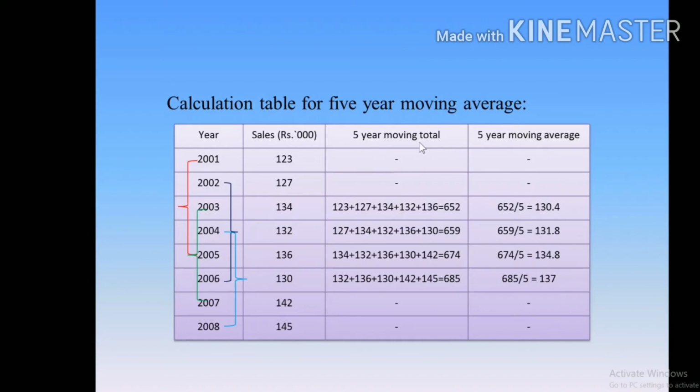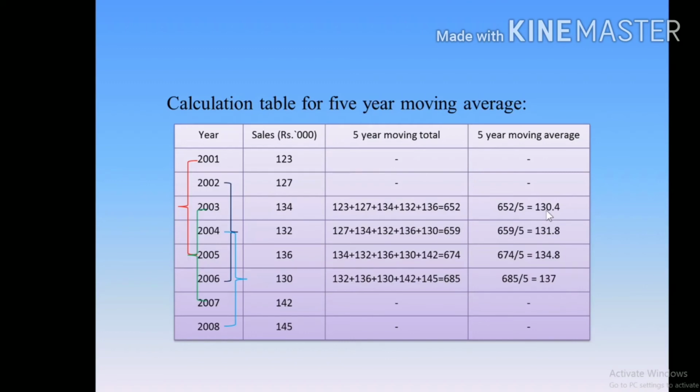lastly the 5-year moving average. In calculating the first 5-year moving average, you have to calculate the average sale for the years 2001 to 2005: 2001, 2002, 2003, 2004, 2005, and the result you have to put in the middle of the period, that is 2003. The moving total is 652. When you take the average, it gives the result of 130.4.